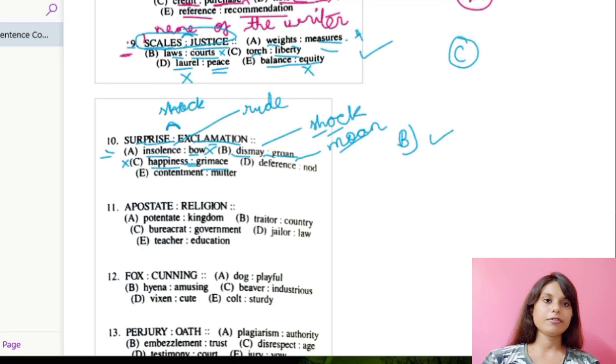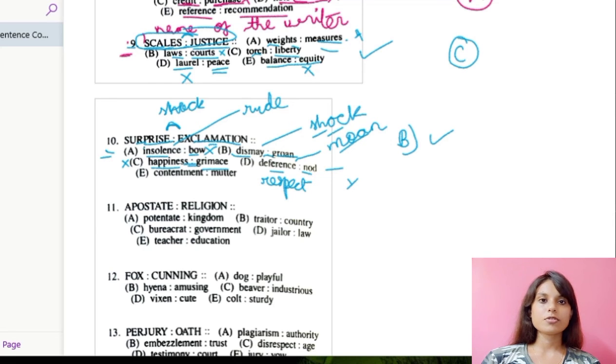Number D, deference and nod. Now deference means respect and nod means to say no. Actually, nod means not to say no, it's like moving your head slightly and briefly. Nod means to nod your head. No, it's not going with the question.